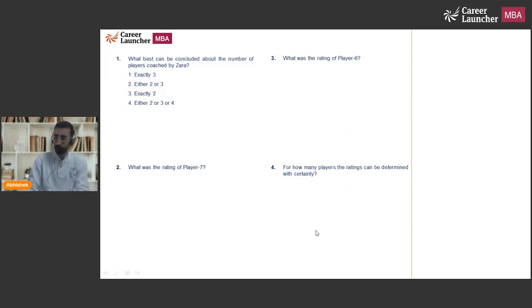So the answers here are, let me mark them here once. The answers here are exactly 2 for question 1. Rating of player 7 was 4. Rating of player 6 was 5. And 6 players, their ratings can be marked with certainty. 4, 5, 6. Very nice.